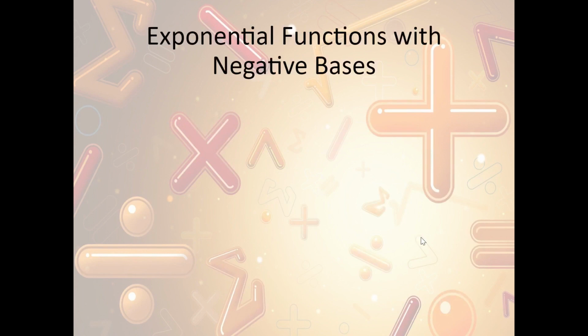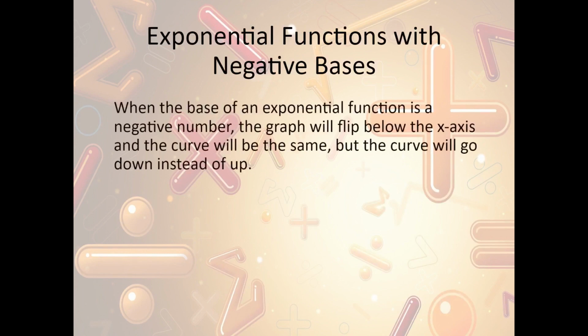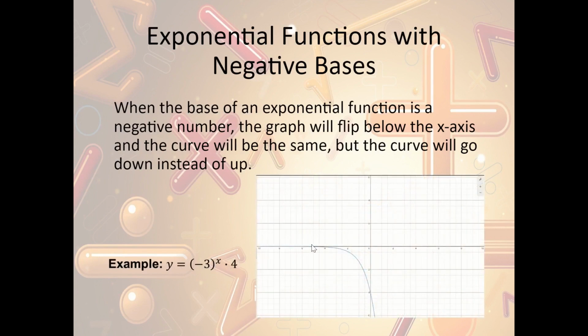Now what if the base is negative? Well, when the base is negative, the graph will flip below the x-axis and will go down instead of up. For instance, we have y equals negative 3 to the x times 4. So here, it's going to flip and go downward below the x-axis. It's going to be exactly the same graph as 3 to the x, but it's just going to be down this direction. So it's going to be like it was reflected down below the x-axis.